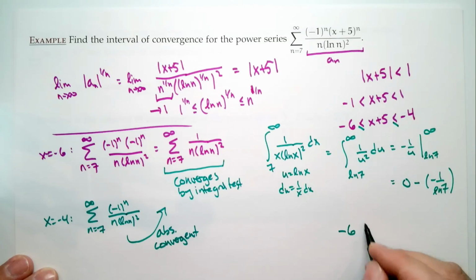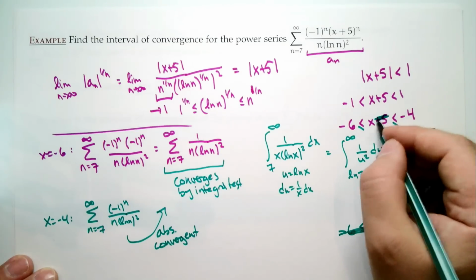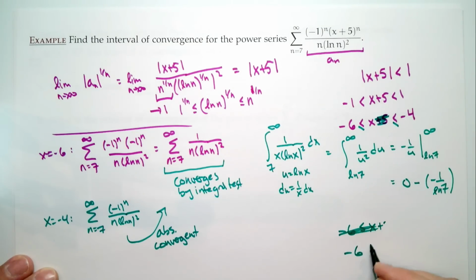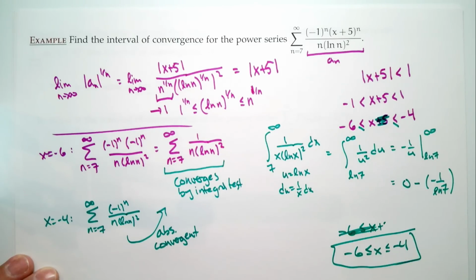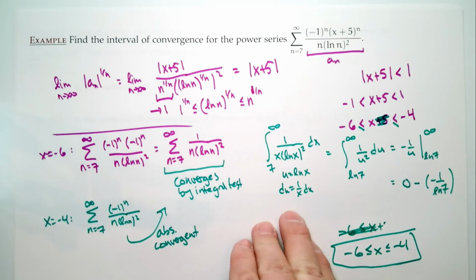So our final answer, -6, less than or equal to x. Oops. Why did I put plus 5 there? That should be gone. -6, less than or equal to x, less than or equal to -4. There we go. All right. Good.